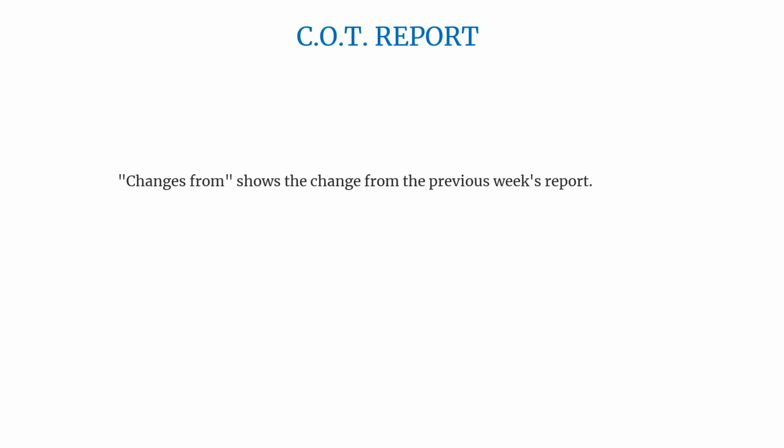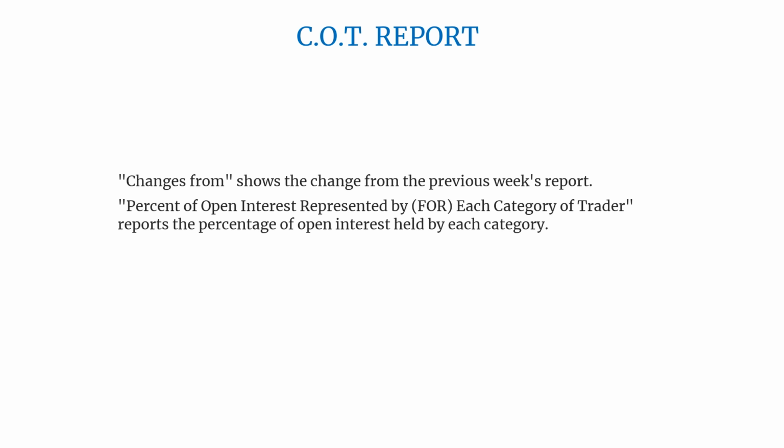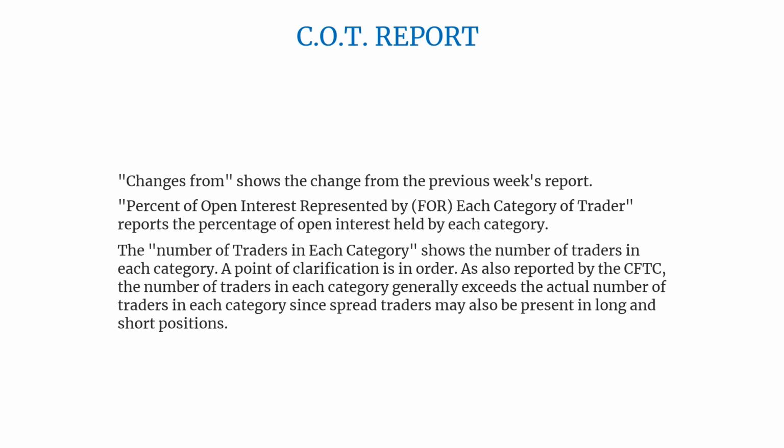Changes from shows the change from the previous week's report. Percent of open interest represented by each category of trader reports the percentage of open interest held by each category. The number of traders in each category shows the number of traders in each category. A point of clarification is in order. As also reported by the CFTC, the number of traders in each category generally exceeds the actual number of traders in each category, since spread traders may also be present in long and short positions.